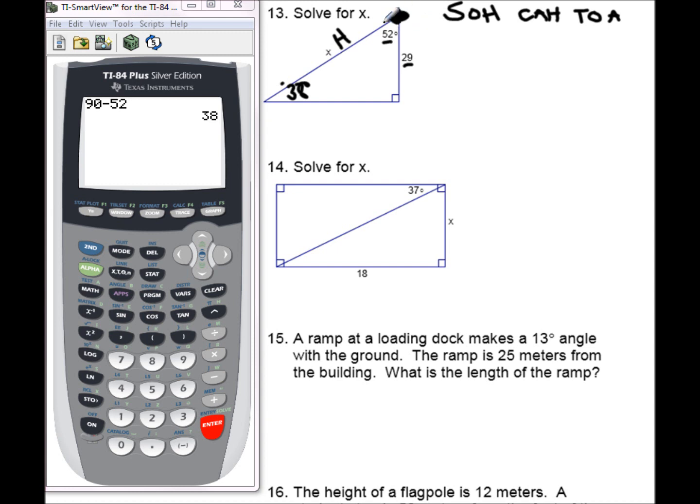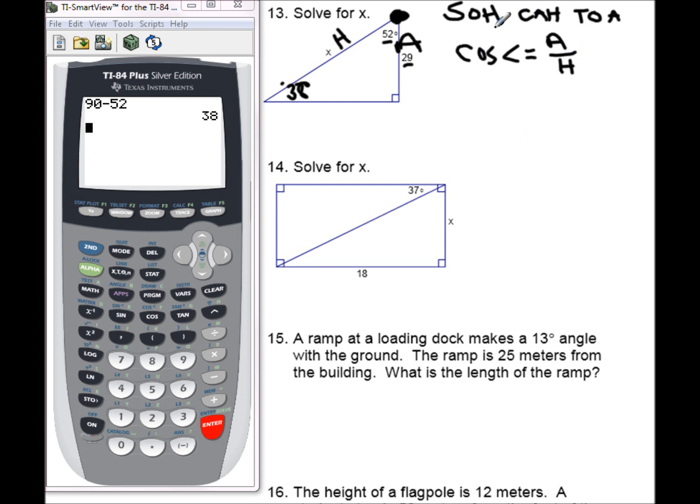So in relationship to this 52-degree angle, 29 is adjacent to it. And x is the hypotenuse. So we use this trig function with an a and an h in it, which is the cosine function. And that says the cosine of your angle is equal to the adjacent side over the hypotenuse.